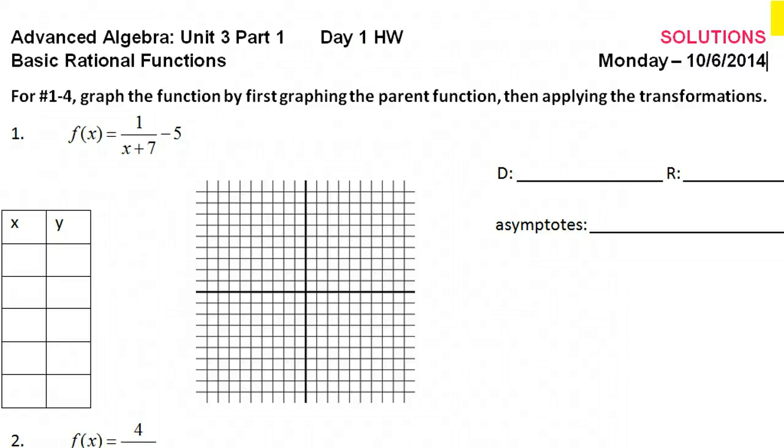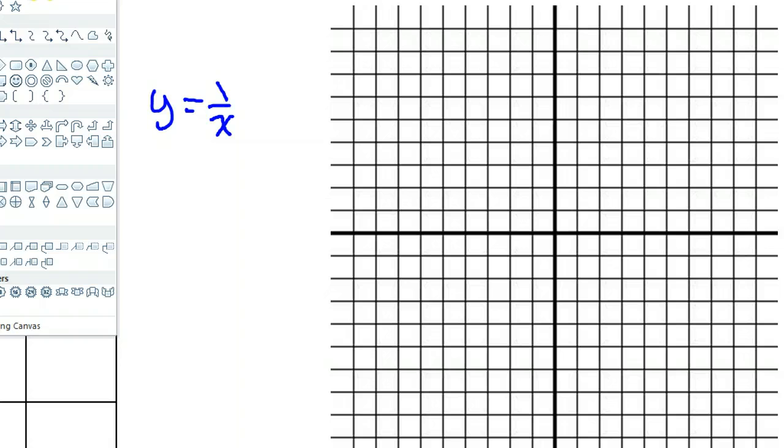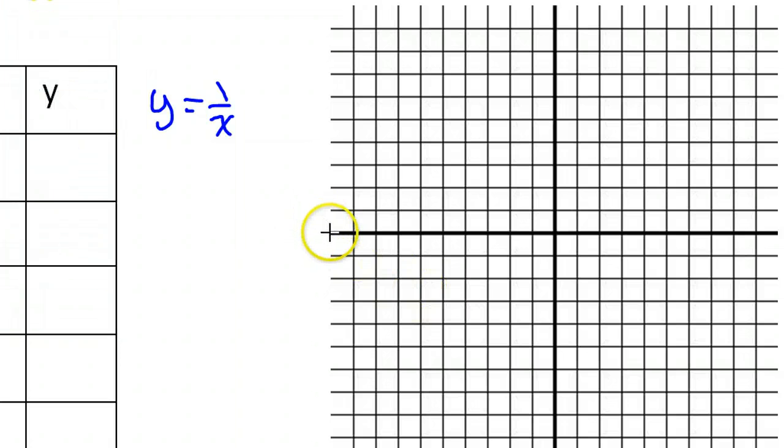Hey guys, this video lesson is all about graphing basic rational functions. Rational functions are these functions that are made up of fractions where we can have variables in the denominator. The parent function y equals 1 over x has two asymptotes. It has a horizontal asymptote at y equals 0, and it has a vertical asymptote at x equals 0.